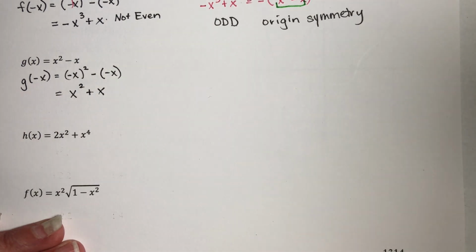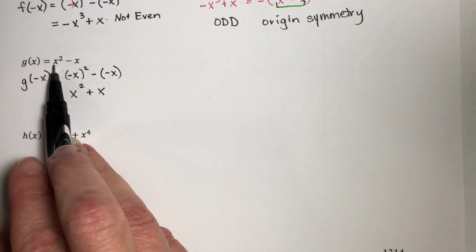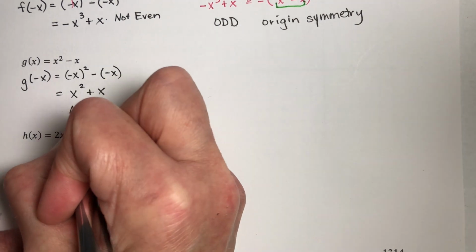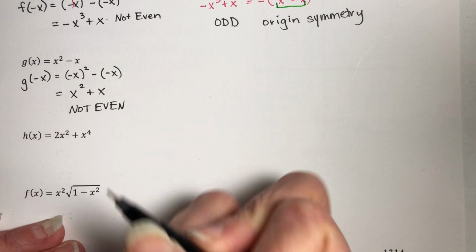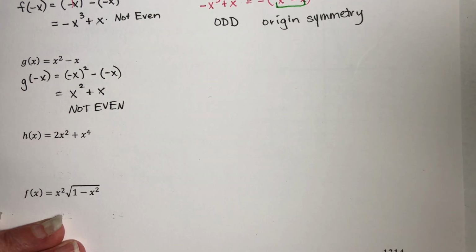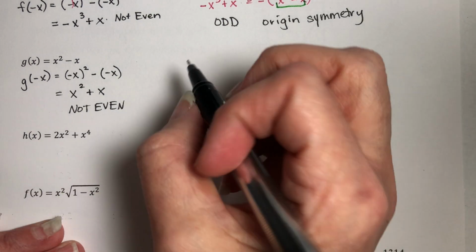Okay, so our first step is to see whether it's even, because that's the first calculation we end up doing anyway. I have x squared plus x, and here I have x squared minus x, so I know it's not even. And by the way, a function cannot be both even and odd. Doesn't happen.